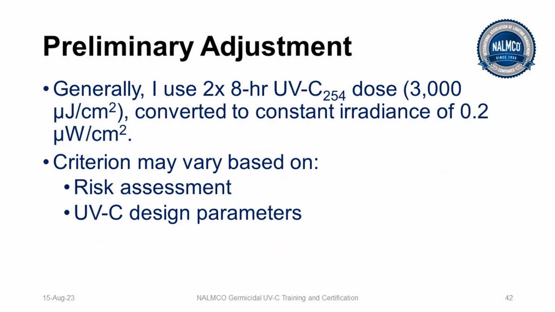Generally I use 2 times the 8-hour UVC 254 dose. Earlier I mentioned 6,000 microjoules per square centimeter, and that's the peak at 270 nanometers. So if we're talking about the weighted dose, we're talking about 3,000 microjoules per square centimeter, converted to a constant irradiance of 0.2 microwatts per square centimeter. So this is why it's important to understand what the meter is reading or presenting to you.